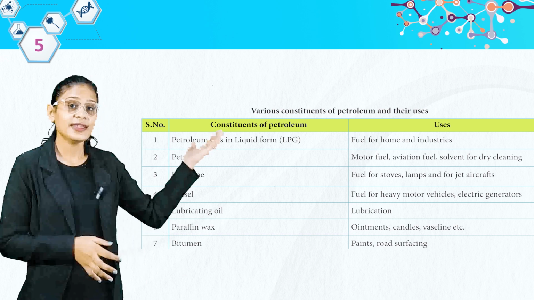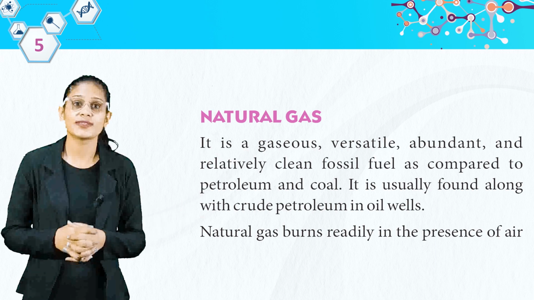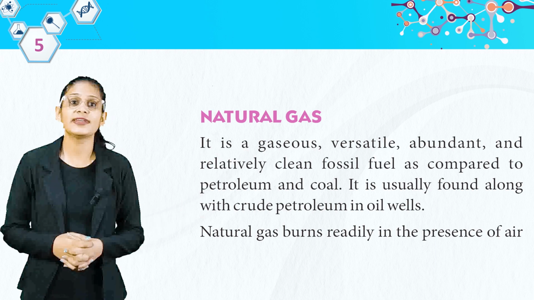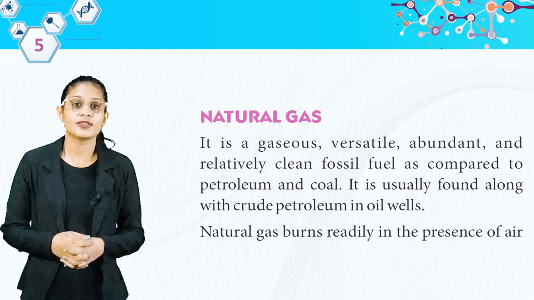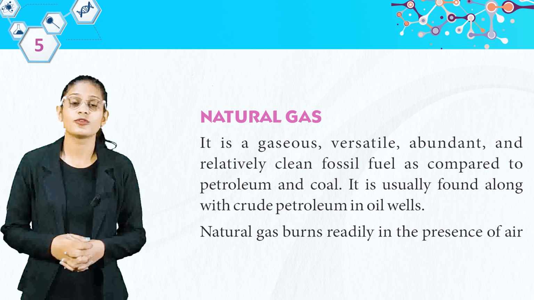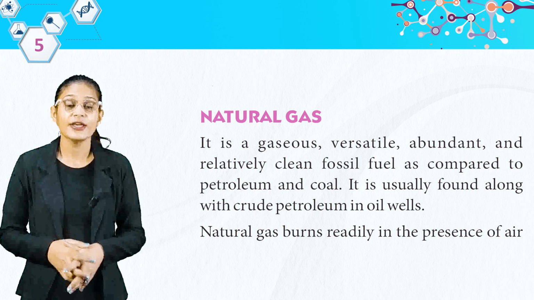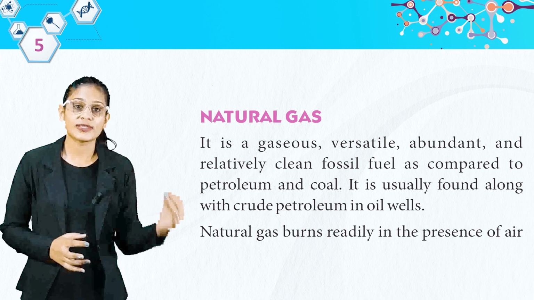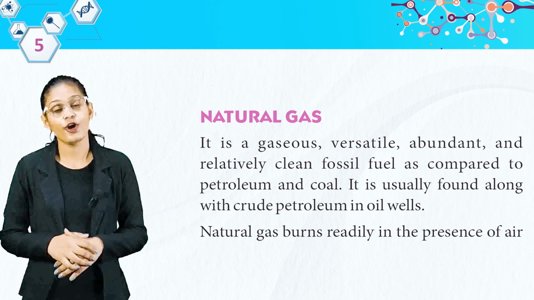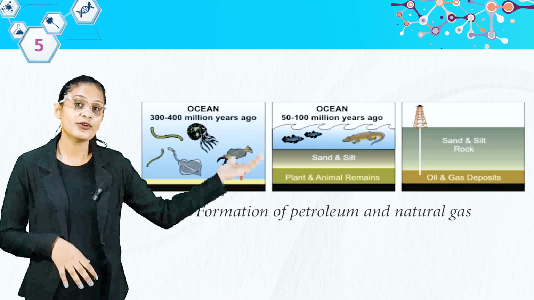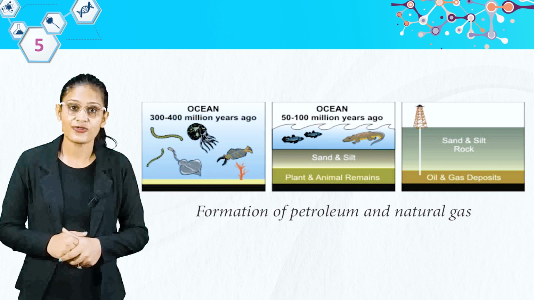Now we have natural gas. It is a gaseous, versatile, abundant and relatively clean fossil fuel as compared to petroleum and coal. It is usually found along with crude petroleum in oil wells. So students, natural gas is a very versatile, abundant and very clean fossil fuel in comparison to coal and petroleum. Look here, formation of petroleum and natural gas.